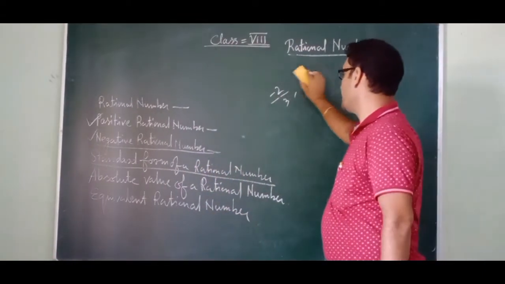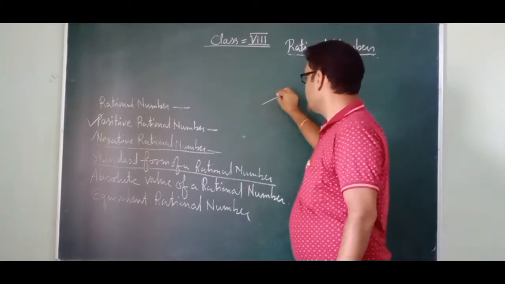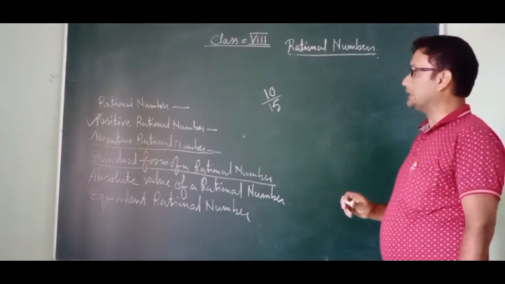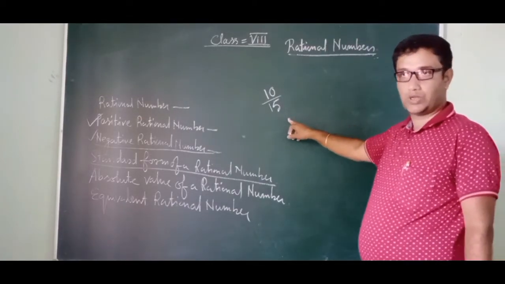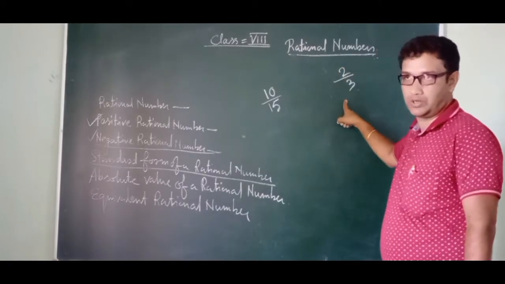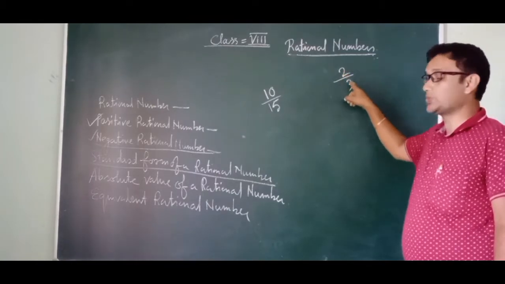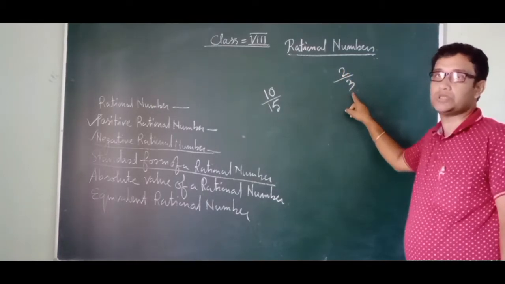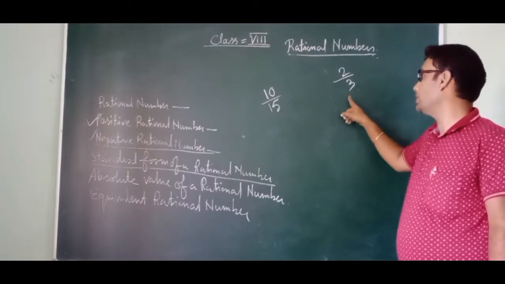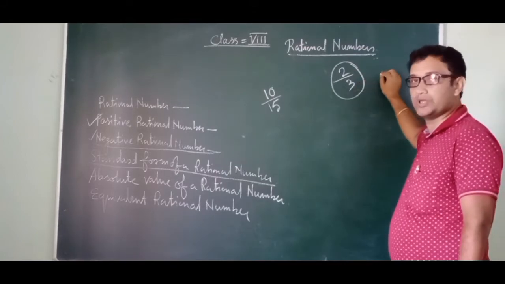Next point is your standard form of a rational number. Now, what is the standard form? Suppose 10 by 15 also is a rational number. Here 2 by 3 also is a rational number. Now you see this 2 by 3, can you reduce it anymore? No, you can't reduce it anymore. So that means this 2 by 3 is already in standard form.